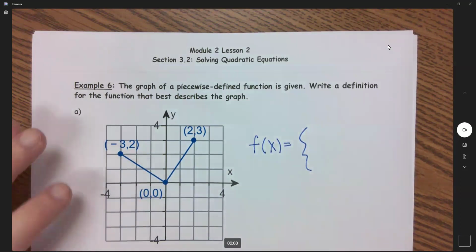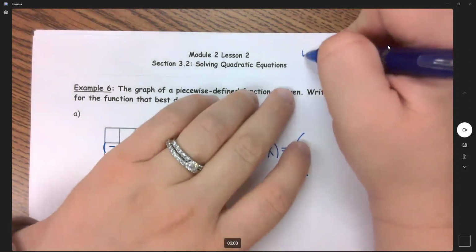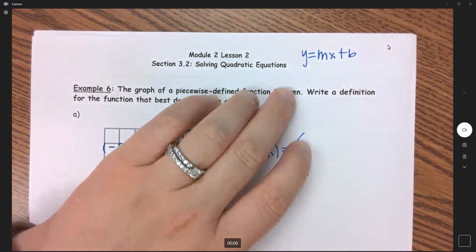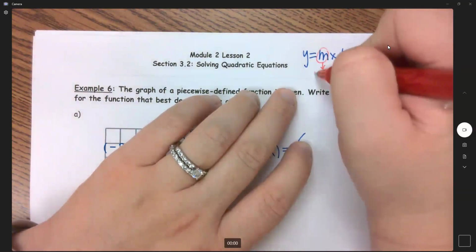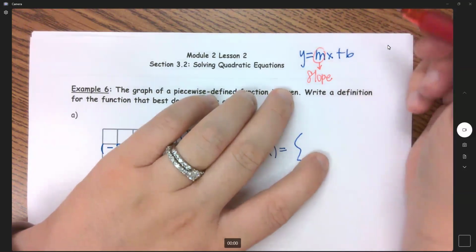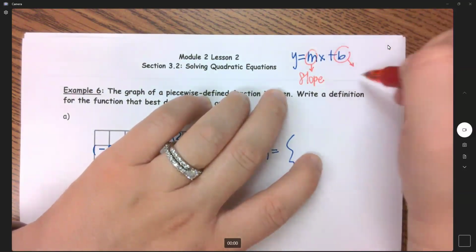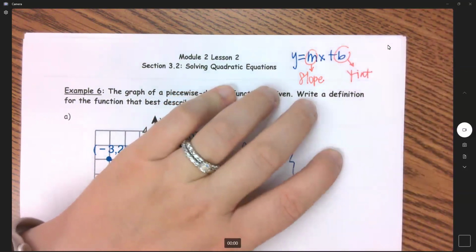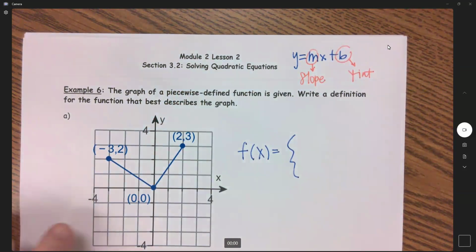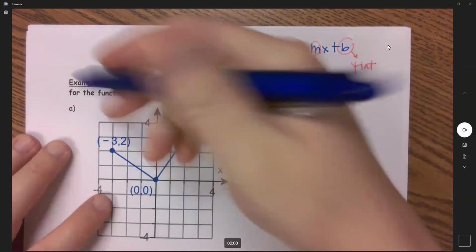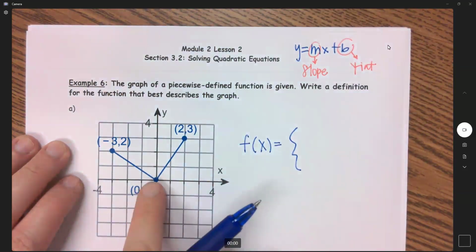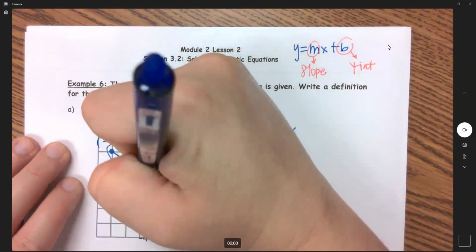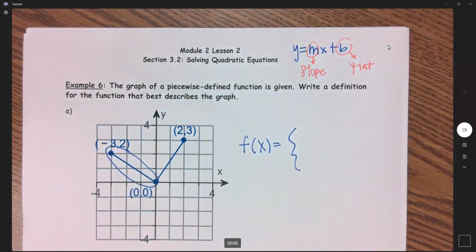Now, luckily for all of these ones that you're going to have to do, all parts of these are going to be linear. So what we need to be able to do is write this in our y equals mx plus b form. So I need to be able to find the slope, which is rise over run, and I need to be able to find the y-intercept of that graph. So this first one here, you can see here we have a negative slope, then it stops, and now it has a positive slope.